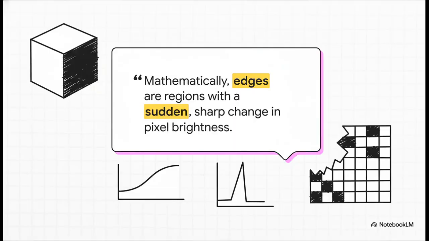So, what even is an edge in the language of a computer? Well, it's not really a line. It's actually a mathematical event. It's any spot in that grid of numbers where the pixel values change really fast. Imagine a low number, like 20, right next to a high number, like 220. That sudden jump, bingo. That's what a computer flags as an edge.